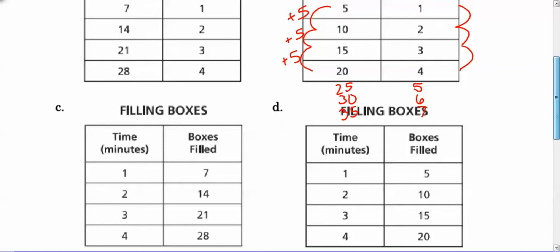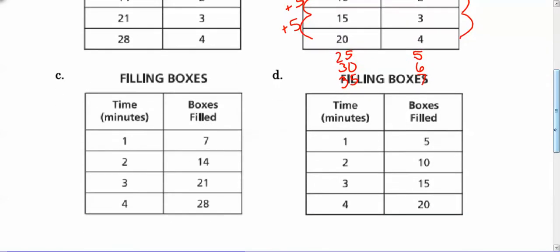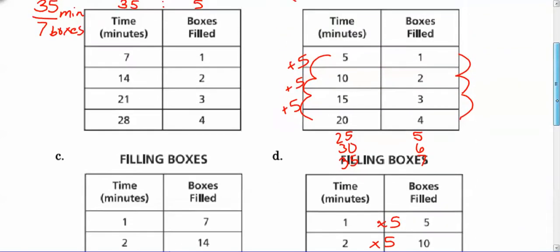So, if we look at D, this says 1 to 5. We're multiplying the time, 1 minute. Whoa, these guys are fast. All right, so we multiply this by 5, right? We're looking at that relationship. These are all times 5. We're looking for a relationship.